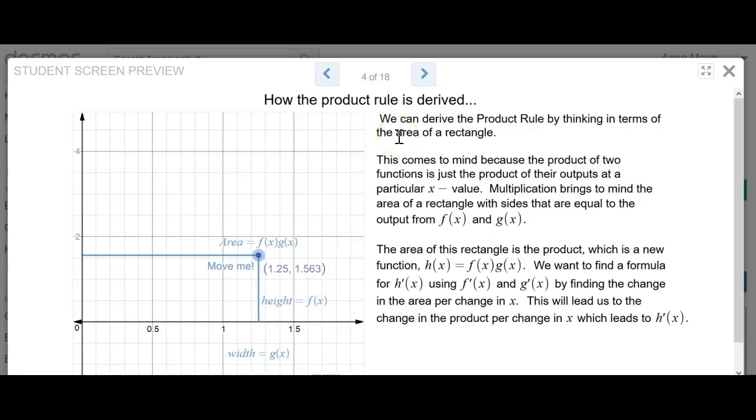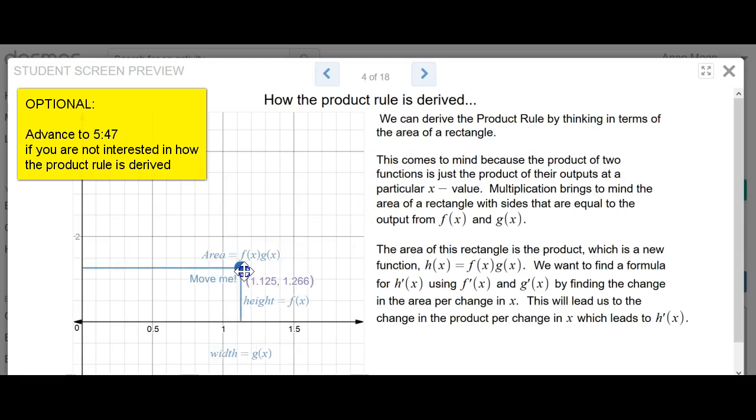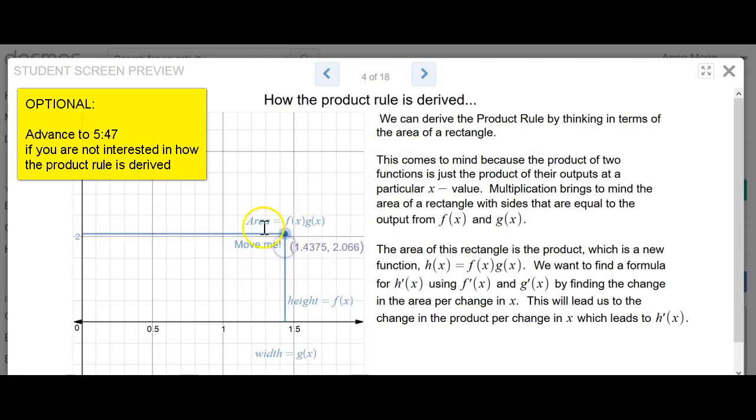You don't have to know how the product rule is derived to do the problems. It's nice to know and to build your mathematical maturity. Where this comes from is actually thinking of the area of a rectangle. Because area is length times width, we have a product.